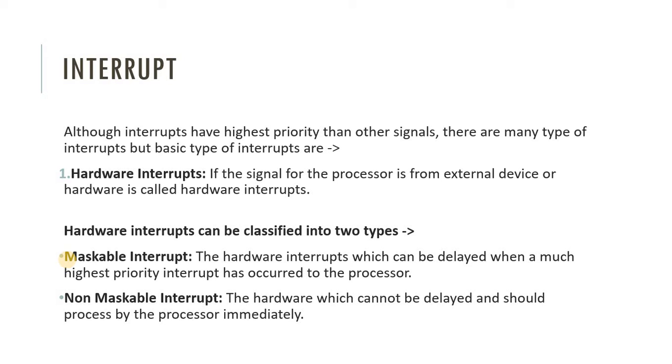Next is the non-maskable interrupt. It means a hardware interrupt which cannot be delayed and should be processed by the processor immediately. Here the non-maskable interrupt does not wait for any other interrupts, and this signal cannot be delayed. It will be executed immediately.